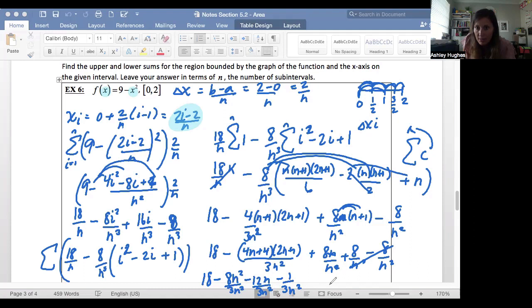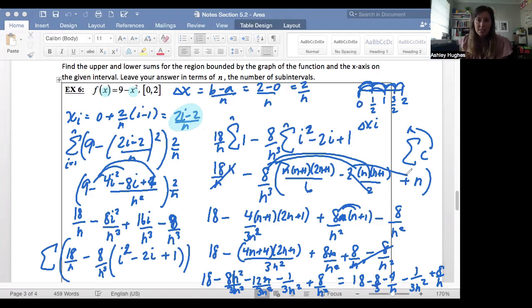And then this guy already separated, so plus 8 over n squared. And then if I try to clean that up, I notice that these cancel, n squared over n squared, and that n cancels, so I have 18 minus 8/3. And then I have minus 12 over 3, so that's 4 over n, minus 1 over 3n squared, plus 8 over n. And then you can combine this 8 over n and this minus 4 over n to just have 4 over n. And the 18 minus the 8/3 simplifies to 46 over 3.